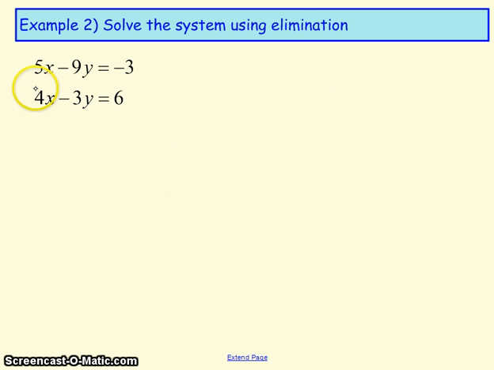You can notice that if we multiply this second equation all the way through by -3, we would get negative 12x plus 9y equals negative 18. And what I just did was I made it so that the y's now have a -9 and a +9 as their coefficient. So if I add the equations together vertically, the y's would cancel out again.